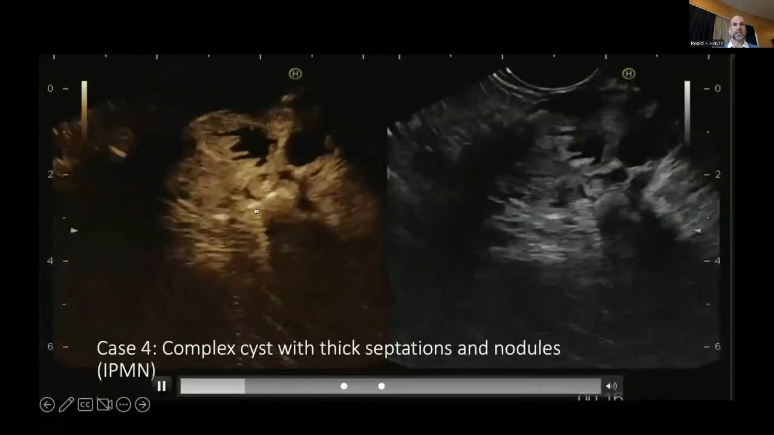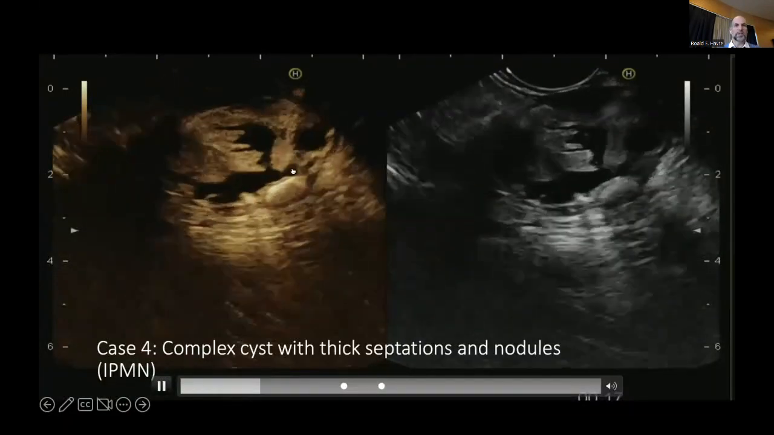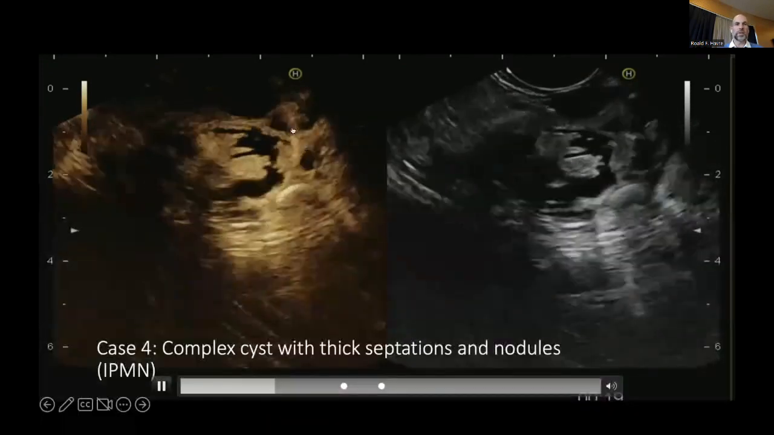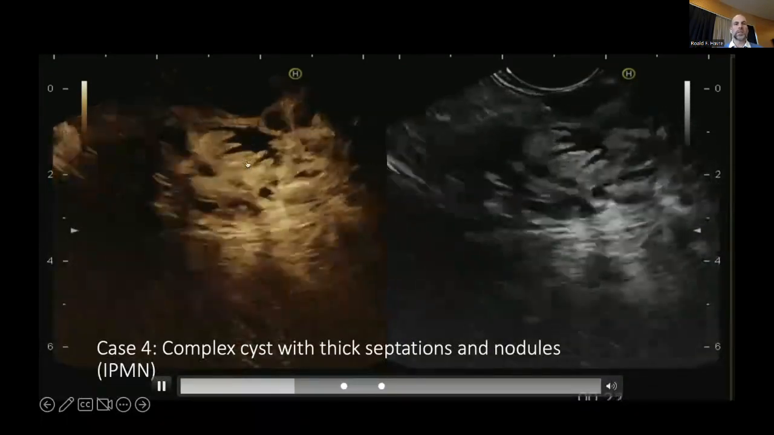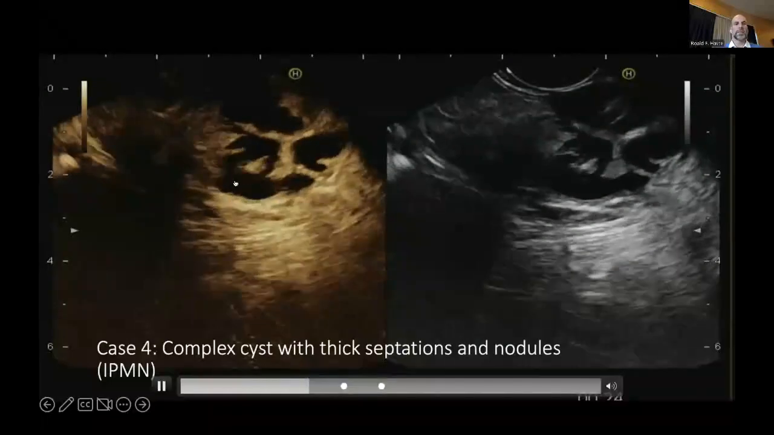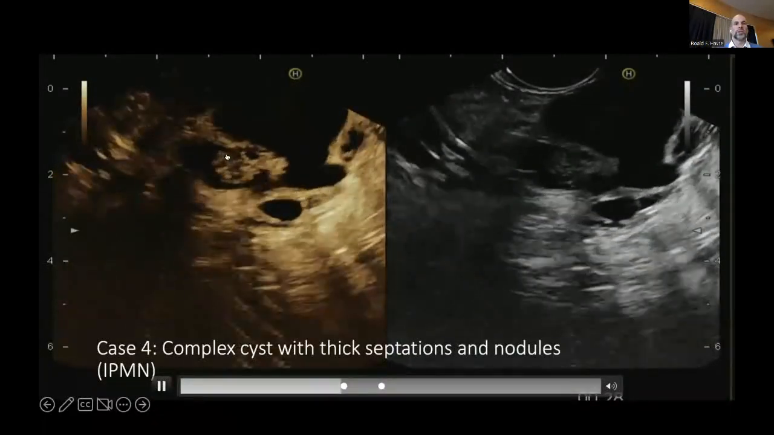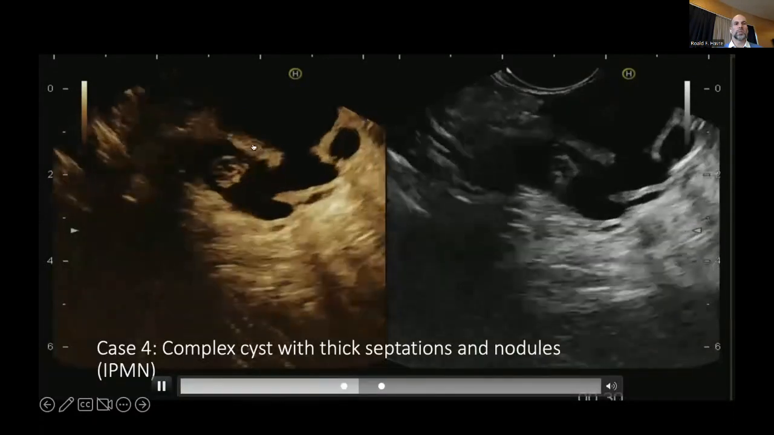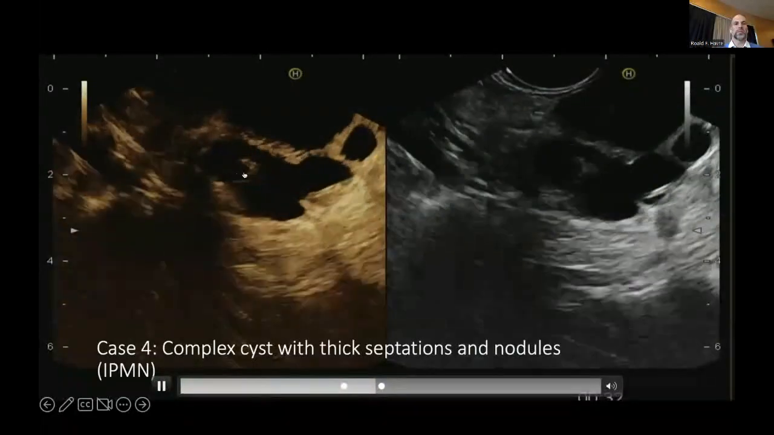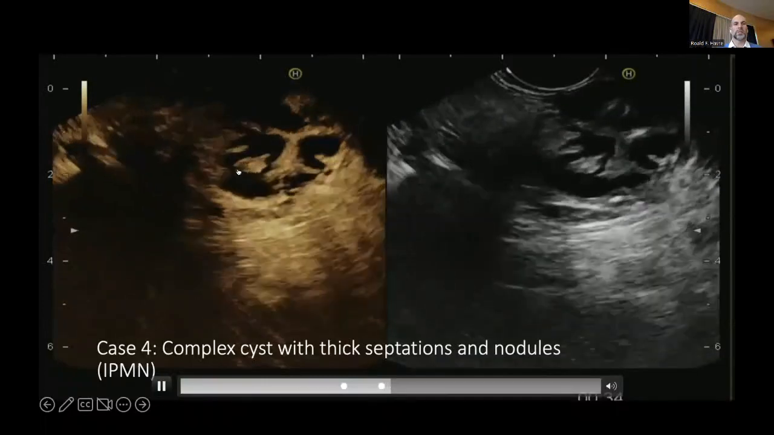And we see that in this cyst, there are some septations too, but these septations are very thick and they are vascularized. And in a while, we will see in this area a small nodule that is connected to one of the septations that also takes up some contrast.